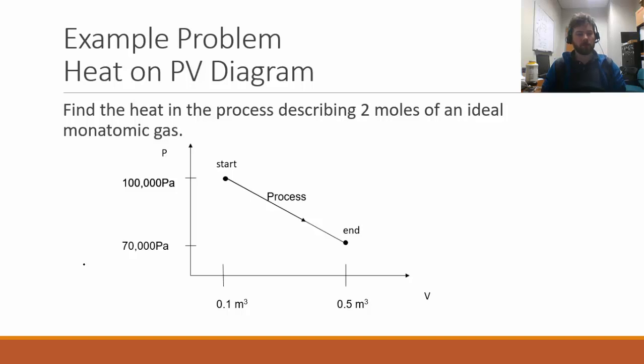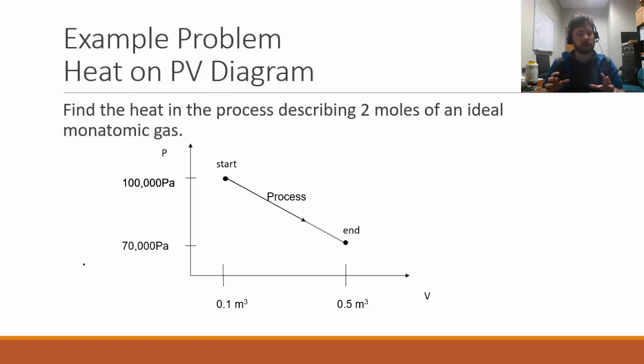In this example problem, we're going to find a process variable, specifically the heat that enters or exits a gas as it goes through a process, and the process is going to be described on a PV diagram. Now, this is not the most obvious thing on a PV diagram.